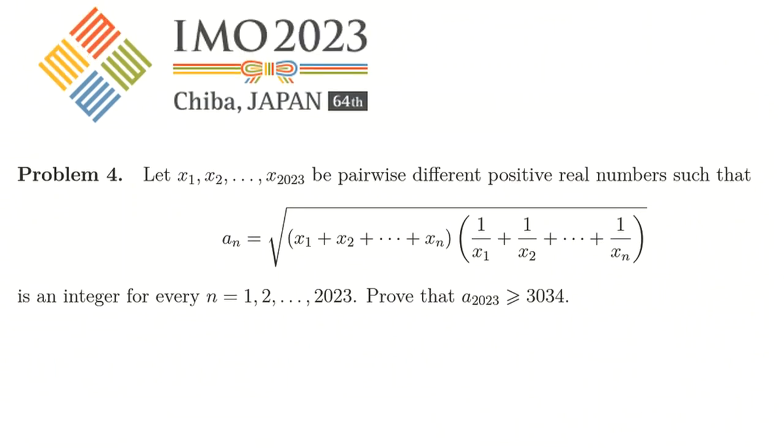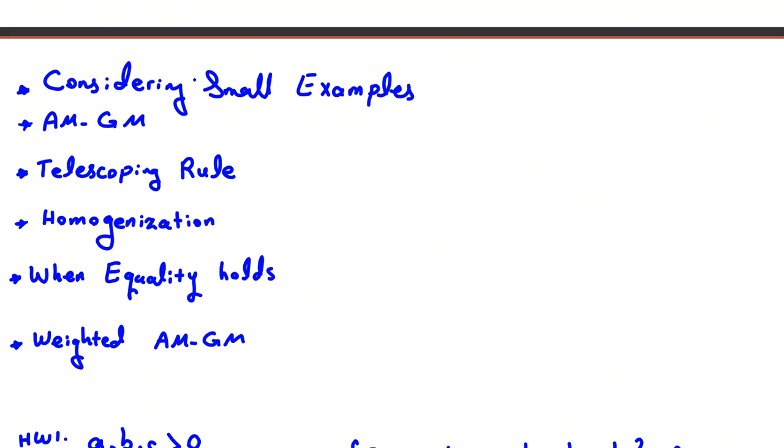So let's start first this problem. Before that, we will use considering small examples, this one. AMGM we want to use, but we start with considering small examples. At first we don't know if AMGM is useful or what ideas are useful. We use a small example, then we find. And also I should tell you telescoping rule. If you don't know telescoping rule, let me tell you one problem with that.